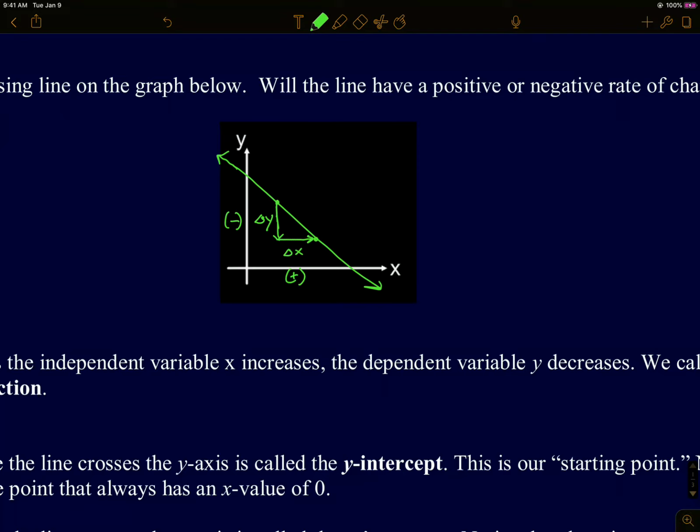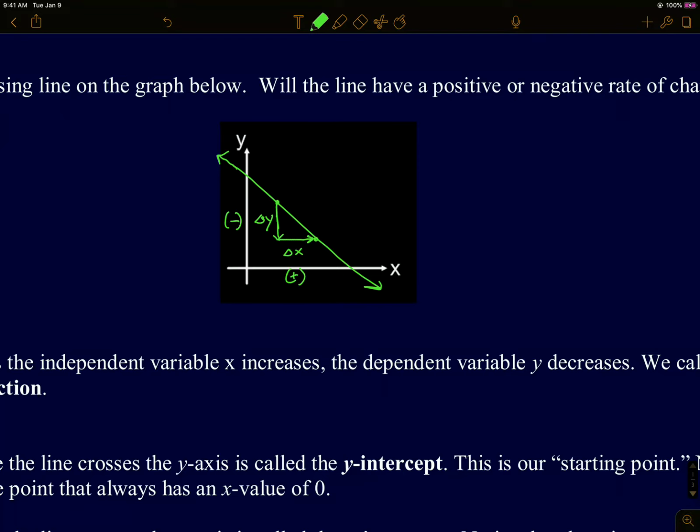The way you can tell from the graph is that as you move from left to right, the graph is going down. Or you can say, notice that as the independent variable, remember that's the x, goes up, the dependent variable y is going down. That would be a decreasing function. Again, the easiest way to think about it from the graph is an increasing function goes up from left to right. It has a positive rate of change. That means its slope is positive. And a decreasing function goes down from left to right, meaning it has a negative slope or a negative rate of change.